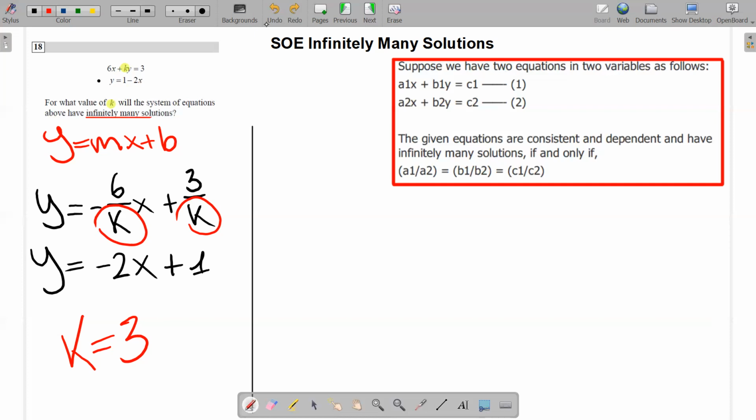In fact, if we have two equations, the format doesn't matter. Standard form, slope-intercept form, doesn't matter. But if we have two equations that are the same, meaning equations that are consistent and dependent, and they have infinitely many solutions, then the ratio of their coefficients must be the same.